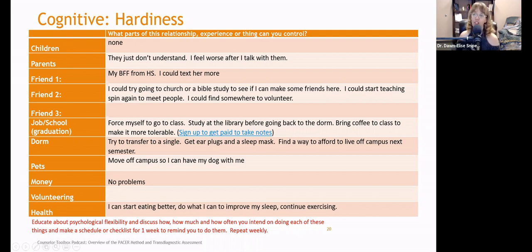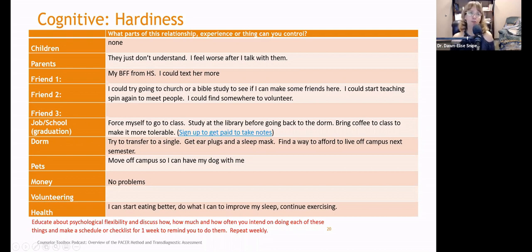And she says she wants to find a way to afford to live off campus next semester, which goes back to getting paid to take notes and possibly getting a job teaching spin. You can't teach more than 2 or 3 spin classes a day, and 3 is a lot. So both of these are very, very, very part-time jobs, but they may help her save up some money.